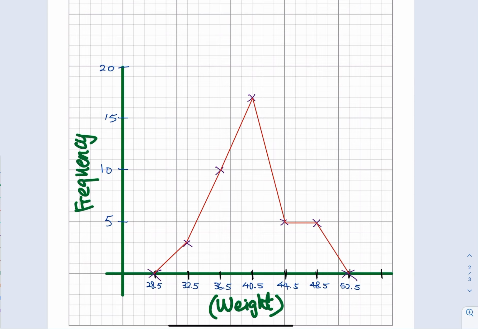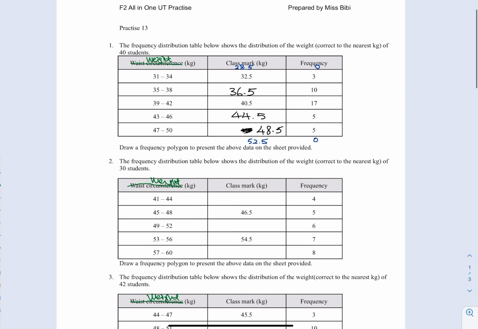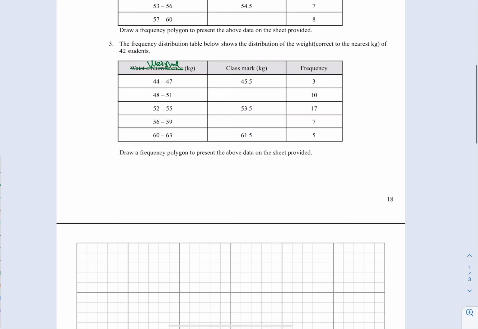Now drawing is done, but I still lose one more mark. Where do I lose that? I will be losing at the topic, actually 2 more marks. The topic first. The topic is, this graph shows the distribution of the weight of 40 students. So you write that.